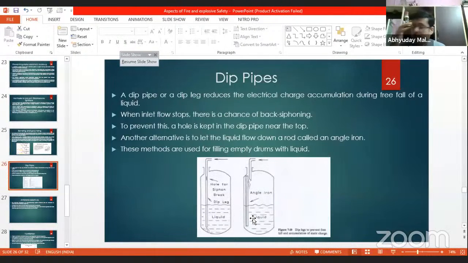And these procedures are told to newly recruited engineers as a part of their safety training. That is, whenever you are going to charge an empty container, always use deep pipes or angle irons, and always make sure that the container is bonded or grounded. All these have to be made sure before the engineer goes to charge the container. So these are taught as parts of safety training.